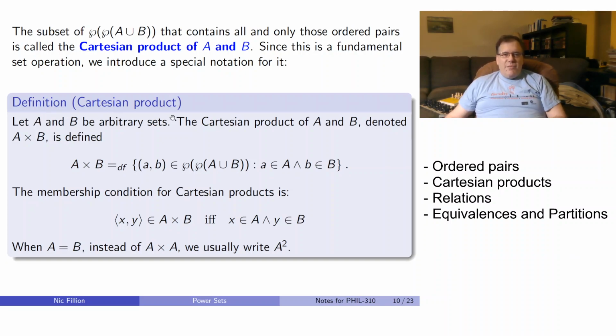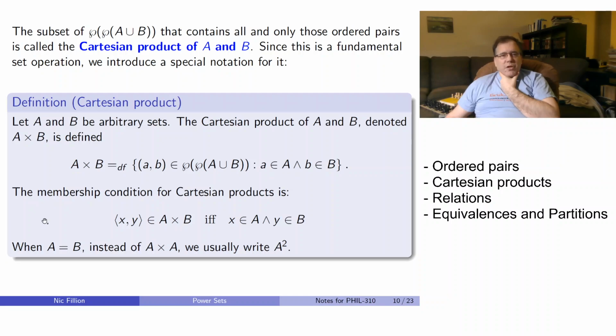You take A and B to be any two sets, and we want to form the Cartesian product of the sets A and B, which is denoted A cross B. That set is going to be the set of all the ordered pairs such that A is in the first set, the left-hand side of the cross, and B is in the second set, the right-hand side of the cross.